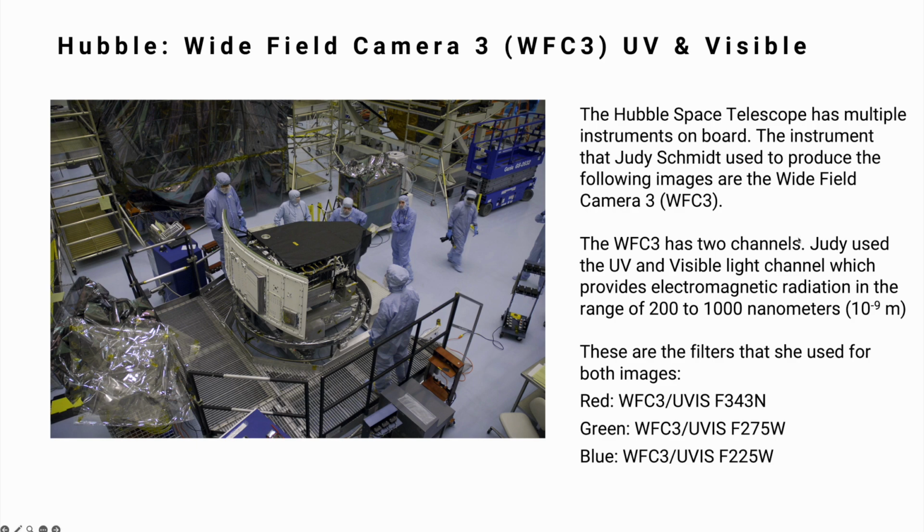Hubble has several instruments on board, and Judy Schmidt used the Wide Field Camera 3, and there are different channels. She used the UV and visible light channel, which records radiation in the range of 200 to 1,000 nanometers. And these are the filters that she used for both images in red, green, and blue. She assigned values to those.